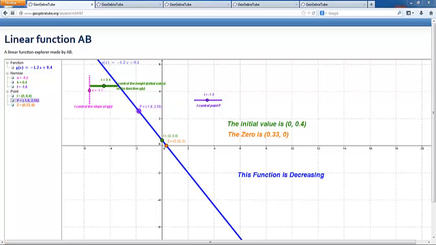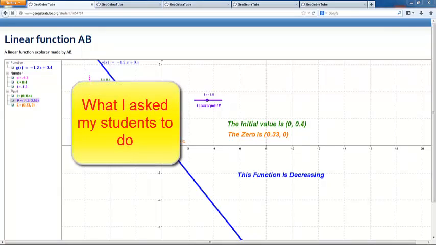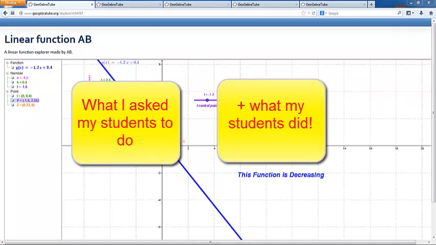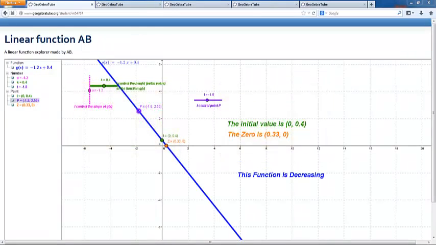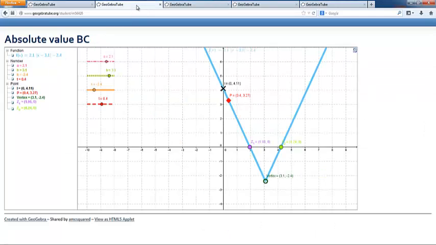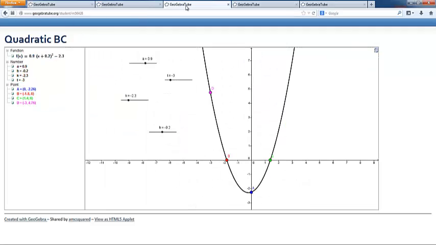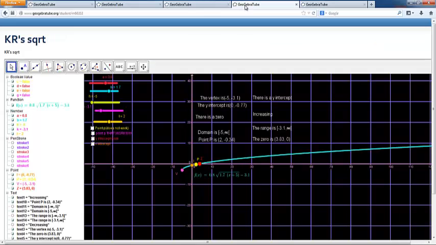This seemed like the easiest way to explain the assignments that I have given my students in GeoGebra this year, and at the same time show the work that they've submitted. You're looking at a GeoGebra that was submitted about the linear function by a student whose initials are AB. Here's another one on the absolute value function. Here's one on the quadratic. Same initials, but different student. And here's one on the square root function.